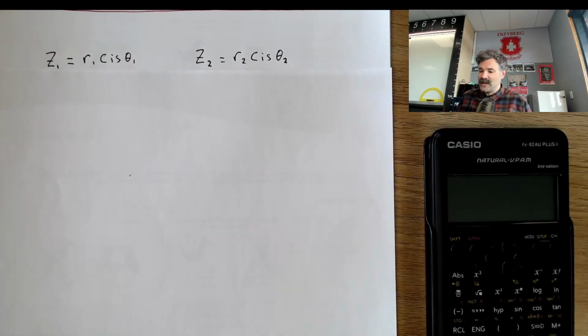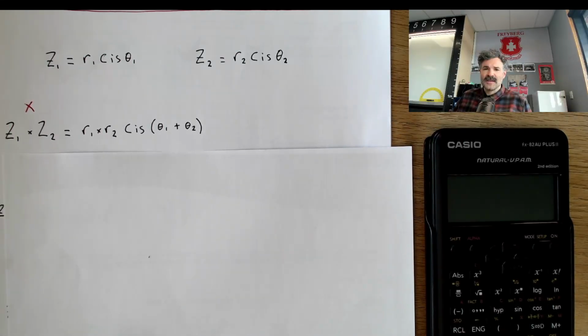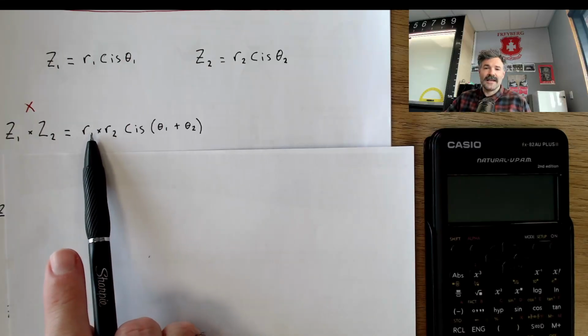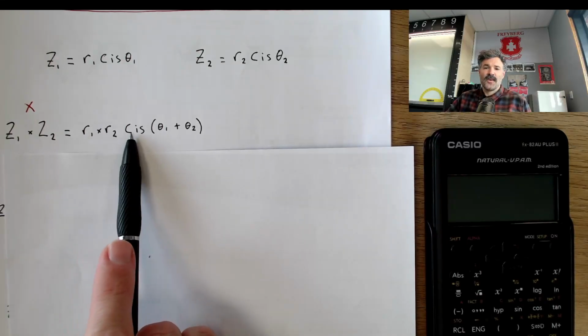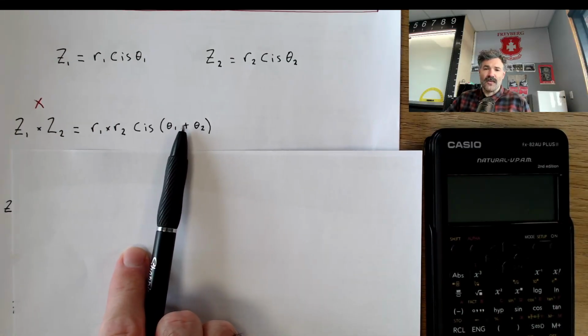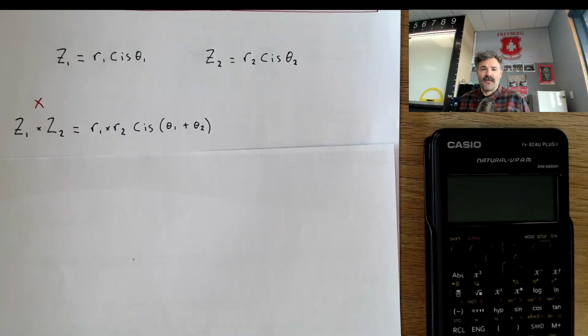It's a very, very easy formula. If we want to multiply these two complex numbers, Z1 times Z2, we just multiply their R's, R1 times R2, we write the cis, and then we add the angles. And that's the whole formula. Just a reminder, cis stands for cos plus i sine. If you haven't already watched the video about polar form, it might be useful to watch that.